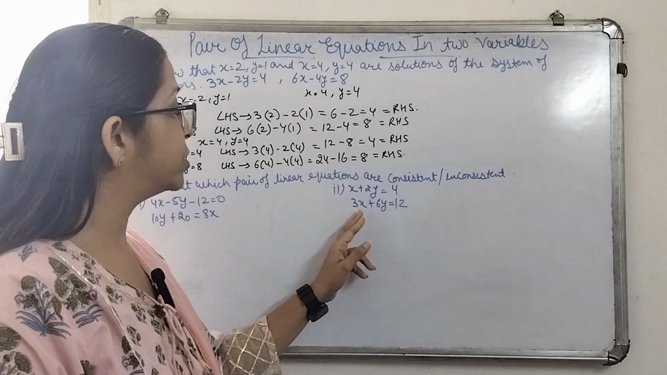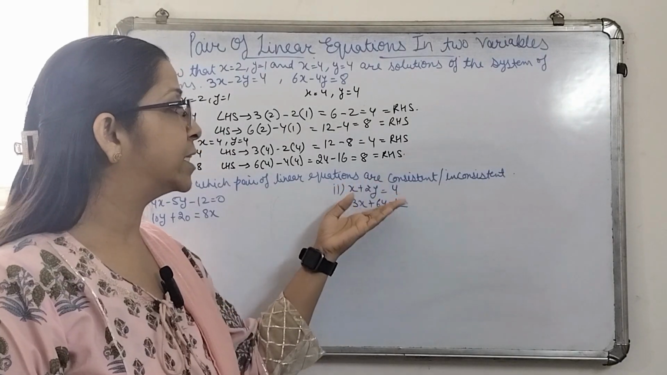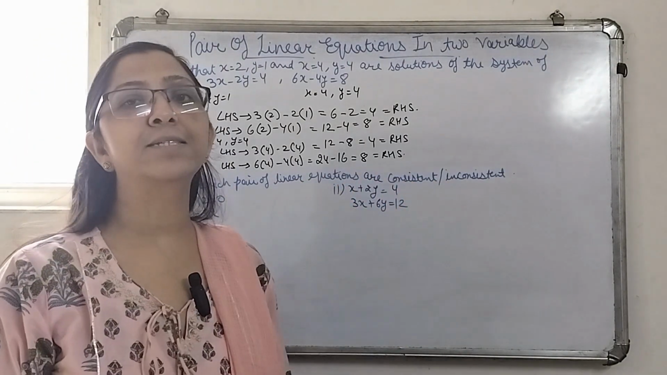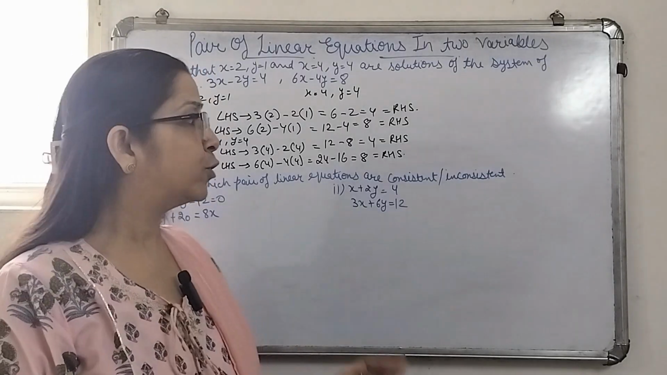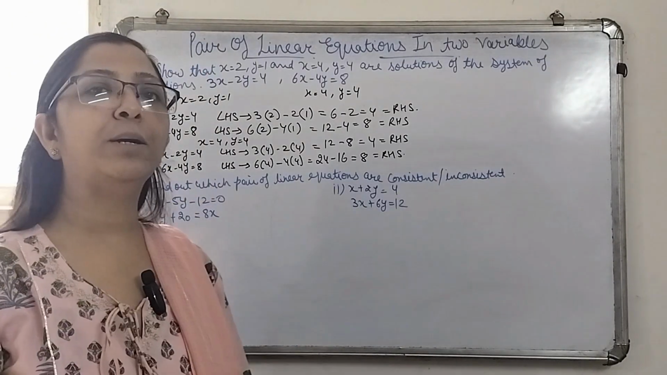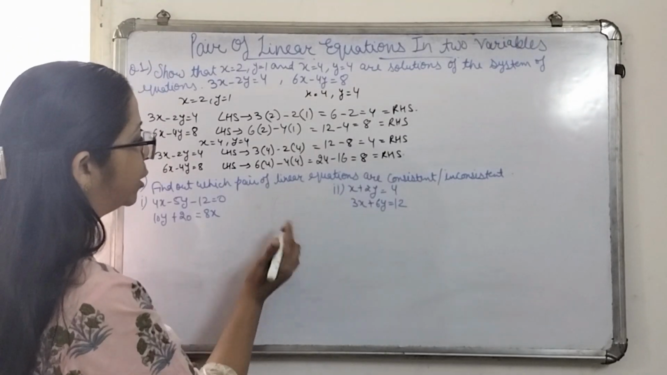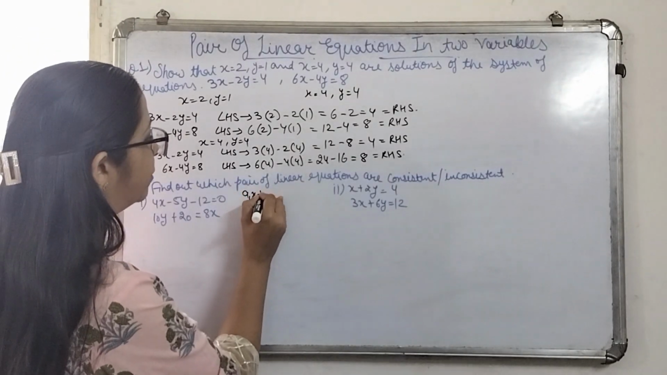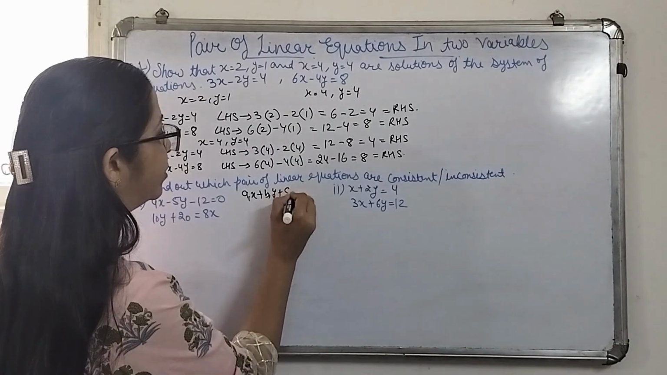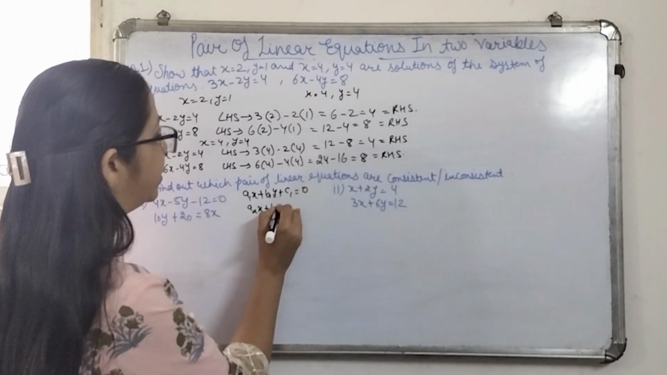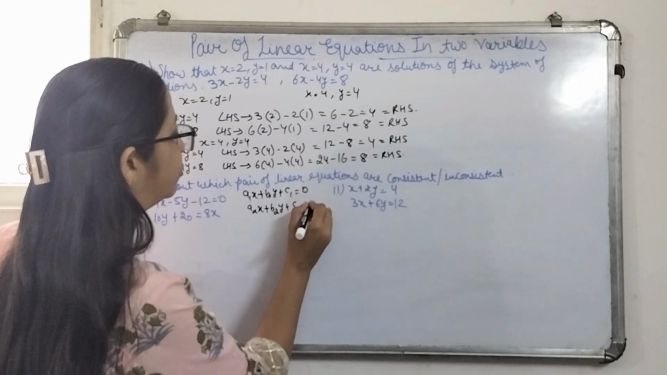And if there is no such value of x and y which satisfies both the equations, then such a pair of linear equations is said to be inconsistent. For that, we have to compare the coefficients. We know that the standard form of the pair of linear equations is a1x + b1y + c1 = 0 and a2x + b2y + c2 = 0.